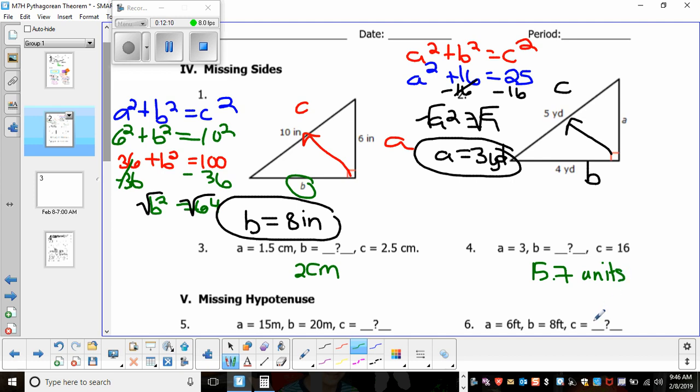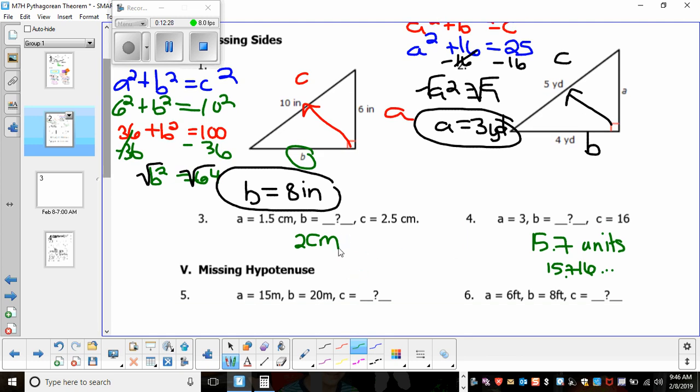So for number 4, it was a repeating decimal. It was 15.716, but we're going to go ahead and stop. Again, 15.716. We're going to go ahead and round to the tens. So sometimes you may have to round to the tens, the hundreds. You won't know. You will have to read the directions.